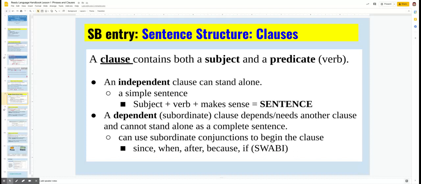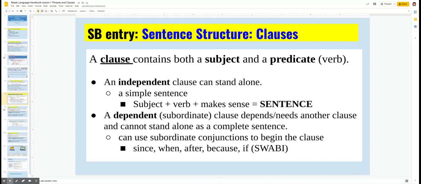And so a clause contains both a subject and a predicate, which is the fancy word for verb, if you don't know by now. So a clause is going to have a subject for your sentence and a predicate or a verb, something for your subject to do. Now, we have two types of clauses that we're going to get into a lot more in a couple lessons down the road. But just to give you an overview, an independent clause can stand alone. It is also better known as a simple sentence, which means it has a subject plus your verb plus the fact that it makes sense and it equals a sentence.